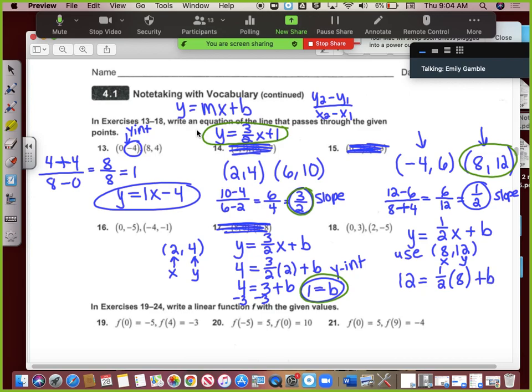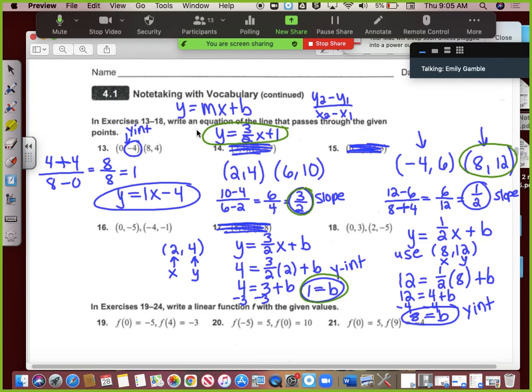Then what I do is I solve for b. 1/2 times 8 is 4, so it's going to be 12 equals 4 plus b. I solve for b by subtracting by 4. 12 minus 4 is 8, so I get 8 is equal to b. Now that I have that, b represents your y-intercept in the formula, so I know that my y-intercept is 8.